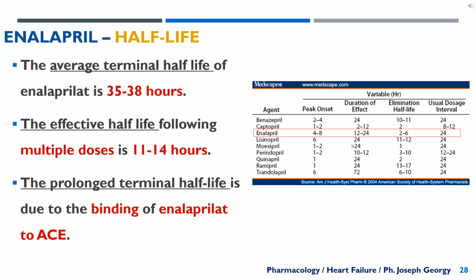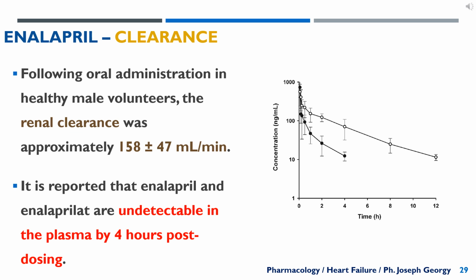About the half-life, the average terminal half-life of enalaprilat is 35 to 38 hours. The effective half-life following multiple doses is 11 to 14 hours. The prolonged terminal half-life is due to the binding of enalaprilat to ACE. What about the clearance of enalapril? Following oral administration in healthy male volunteers, the renal clearance was approximately 158 plus or minus 47 milliliters per minute. It's reported that enalapril and enalaprilat are undetectable in the plasma by 4 hours post-dosing.